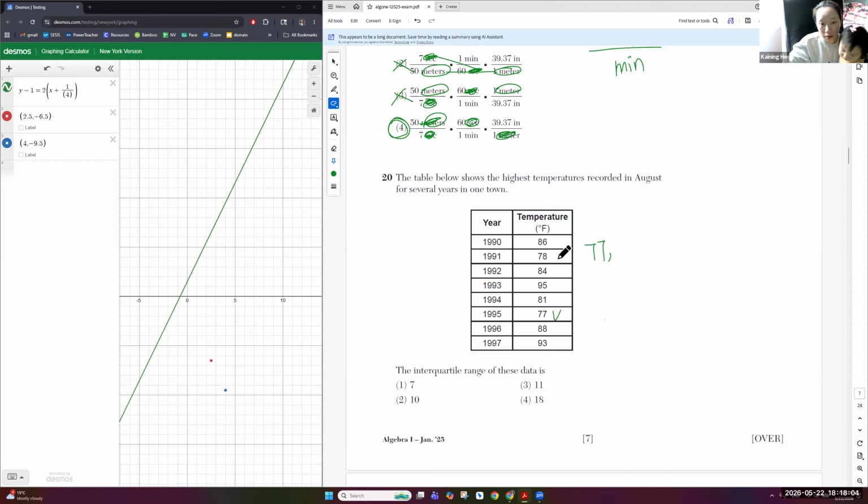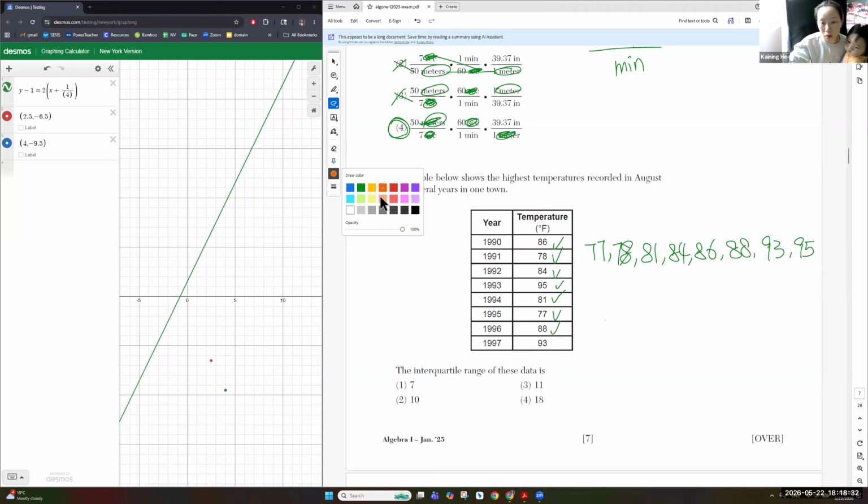Next number I see should be 78. And then the next number will be 81. And then after that, maybe 84. After that, 86. After that, 88. And then a 93 and a 95. Now I finished ordering them.